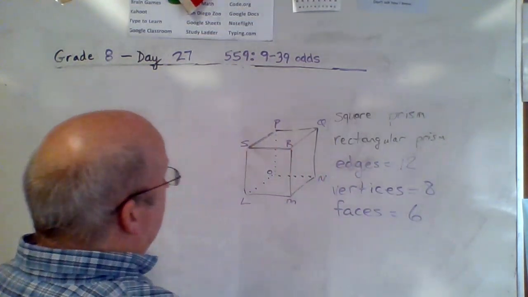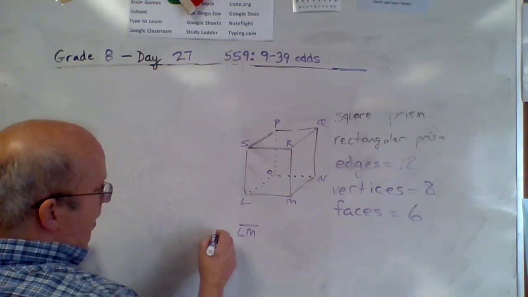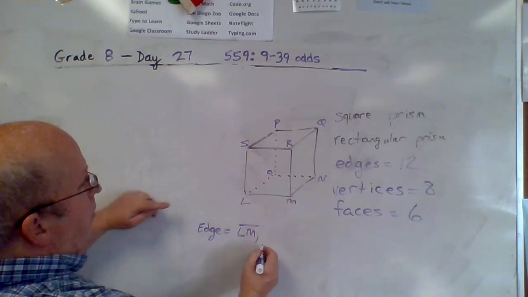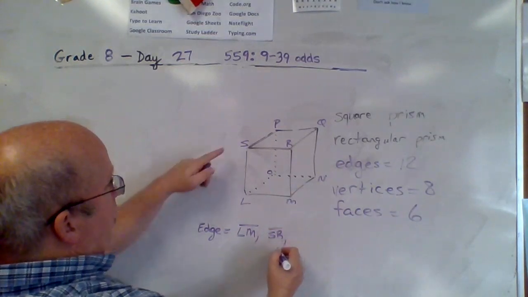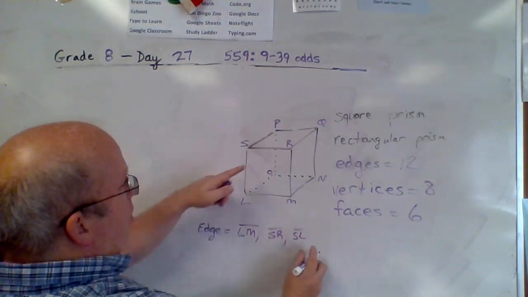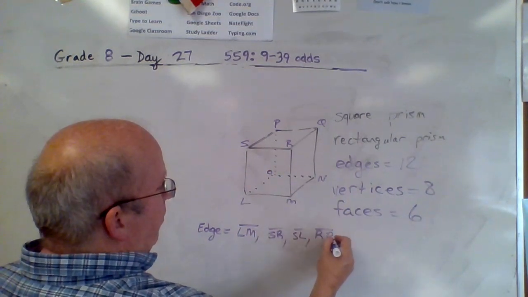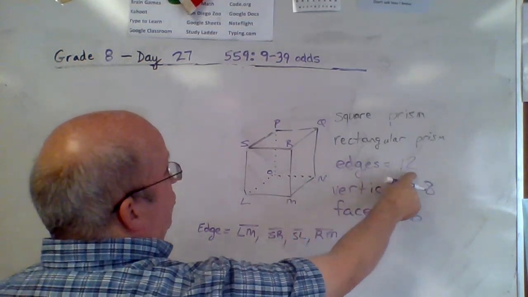All of the edges. Well, let's start in the front. How about line segment LM? That's definitely an edge. How about SR? That's an edge. SL, that's an edge. RM, that's an edge. So I've done 4 of them so far. In this case, I did the 4 in the front. I need a total of 12.